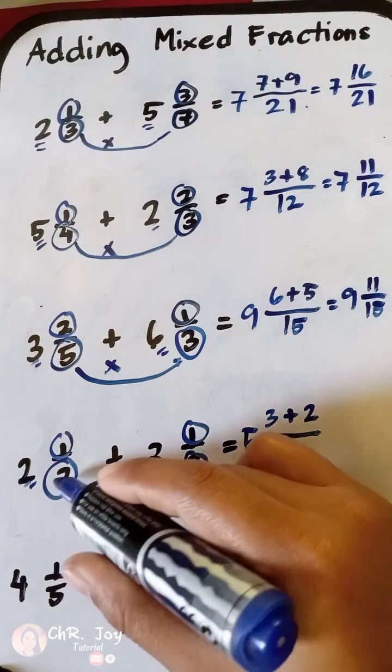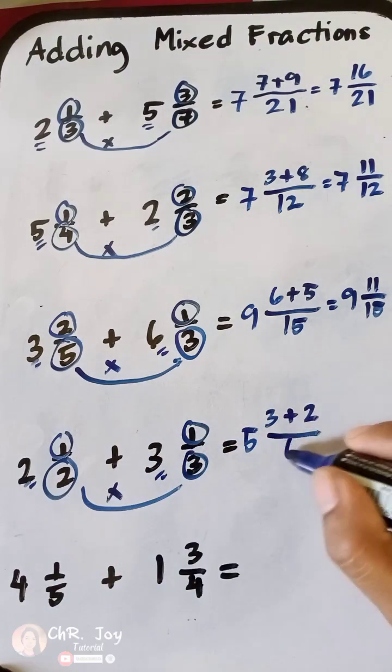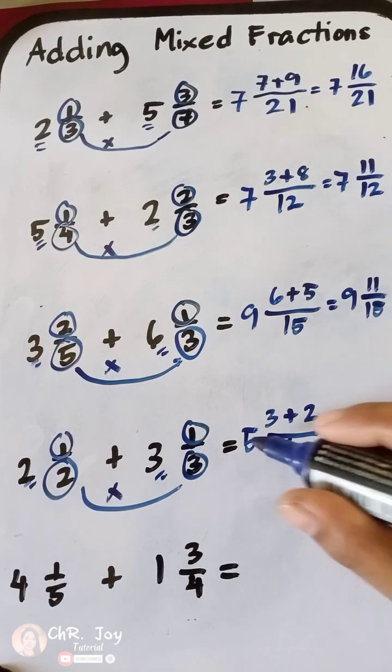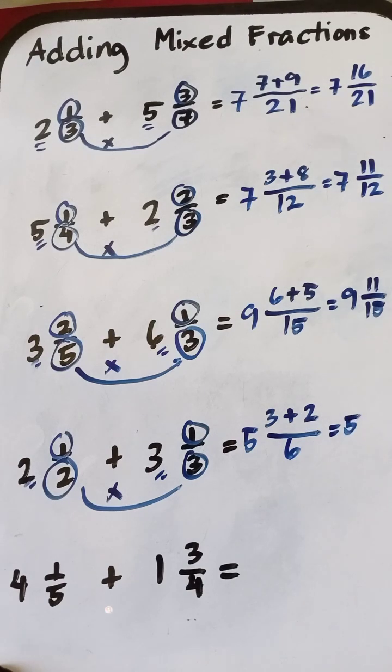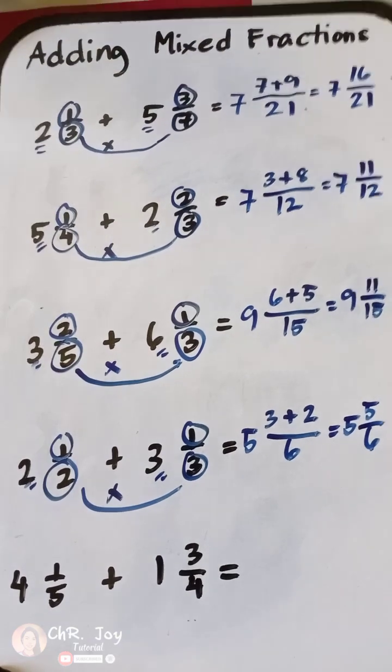Now let us multiply both the denominators. 2 times 3 is equal to 6. Equals. Now let us write the whole number here. And let us add 3 and 2. 3 plus 2 is equal to 5. Over. And write the denominator here. So we have 5 and 5 over 6.